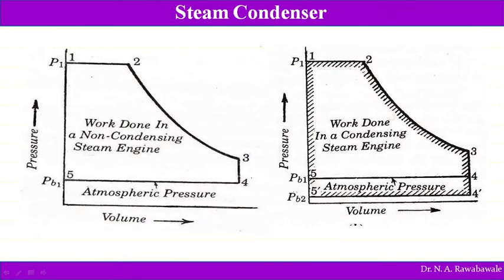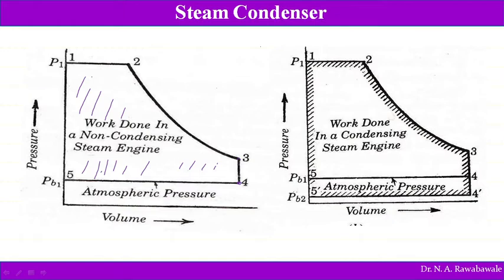Now what happens here, if we are not using a condenser, then steam is expanded from 2 to 3 and it is exhausted up to atmospheric pressure P4. So this gives us a PV diagram. This PV diagram gives us the work done in case of a non-condensing plant. Non-condensing plant means there is no condenser.